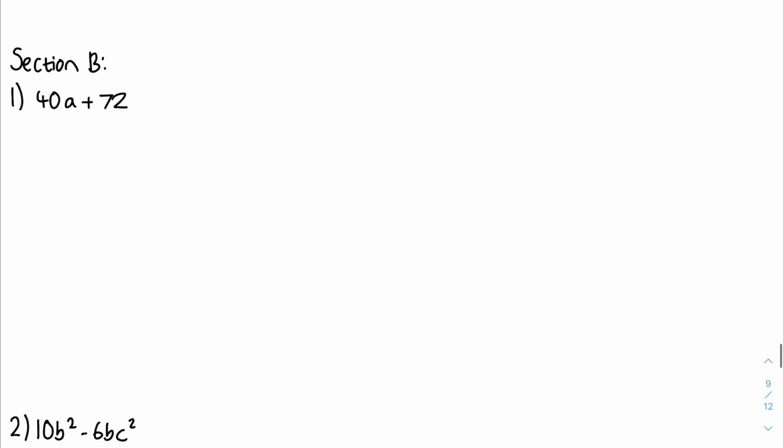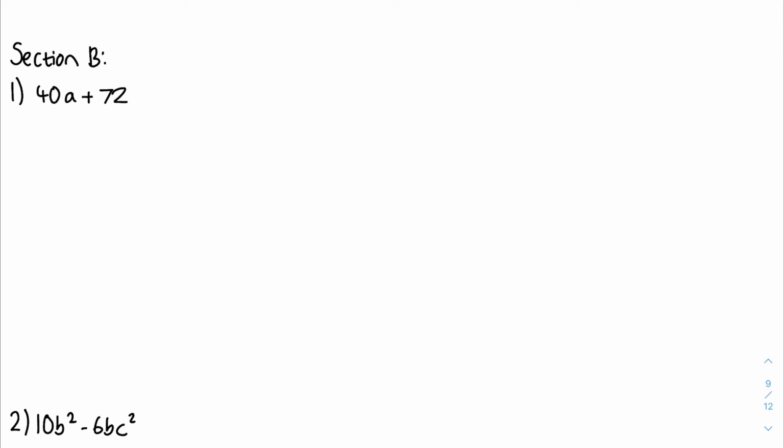Moving on to section B, here we were asked to factorise the following expressions. Our first one, we've got 40a plus 72. Let's start off by working out what our factors of 40 are. We have 1 and 40, 2 and 20, 3 doesn't go into 40, 4 does, 4 goes in 10 times, 5 goes in 8 times, 6 doesn't go into 40, and 7 doesn't go into 40, so we'll stop there, because the next one would be 8 and we'd start repeating ourselves.